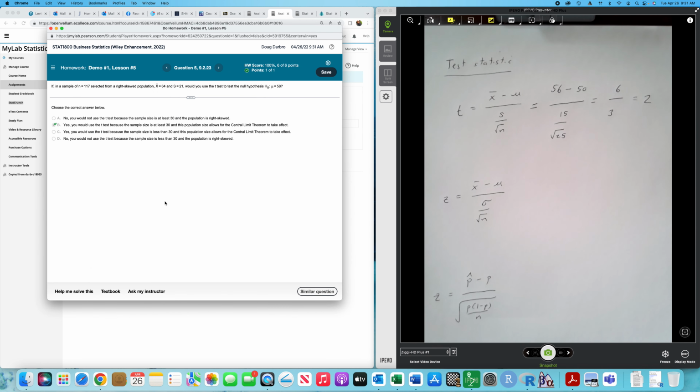In a sample of 117 from a right-skewed population, would you use a t-test? Well, the key there is, does the central limit theorem kick in? Because we need a sample size of 30 or larger. And in this case, we have 117. So yes, I would use a t-test because the sample size is at least 30 and the central limit theorem kicks in.